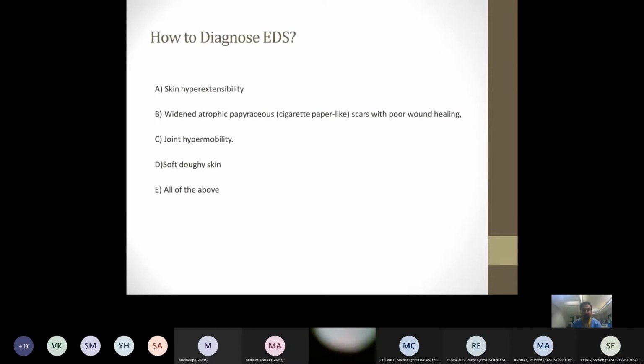How to diagnose Ehlers-Danlos syndrome? I will wait for your responses. Option A is skin hyperextensibility, B is wide and atrophic scars, C is joint hypermobility, D is soft puffy skin, or E all of the above. The answer to the question is E, all of the above. I will talk about it in detail later on. For now, we'll continue with my case.